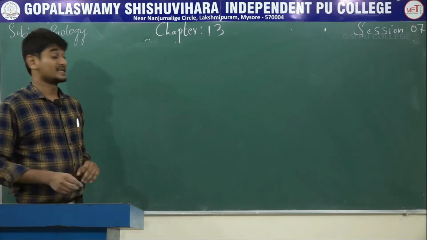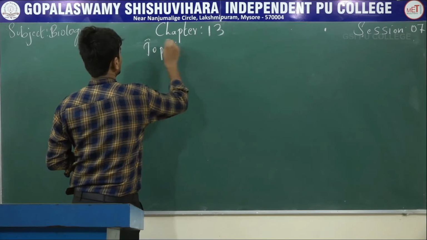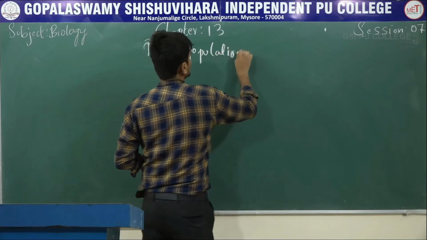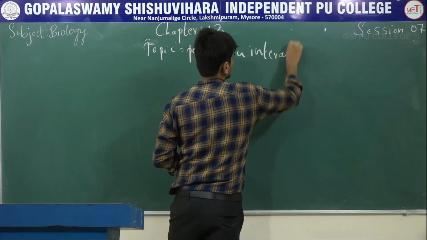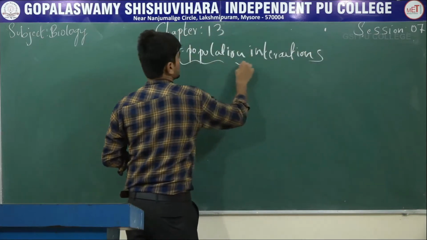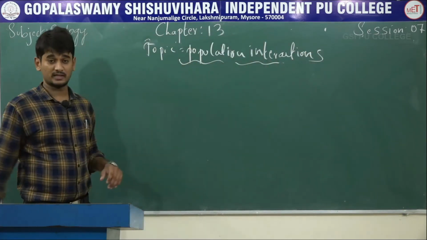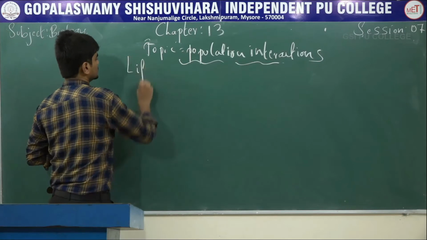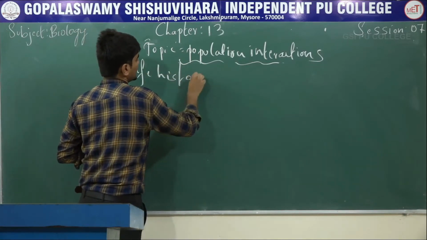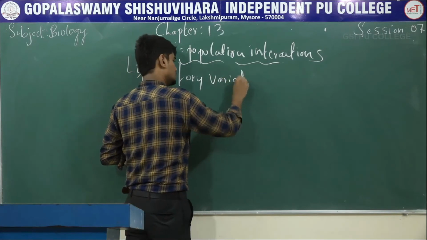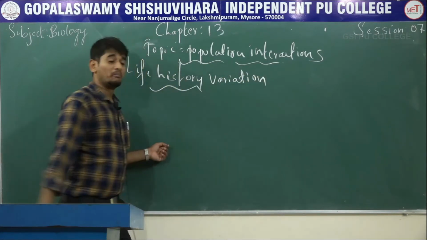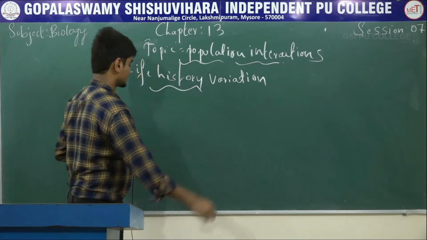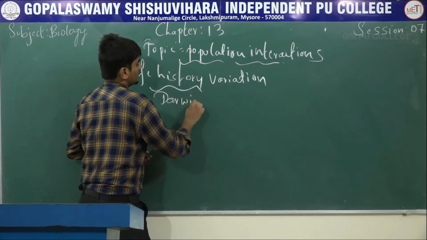The next topic is population interaction. Before studying population interaction, there is a small concept called life history variation. Here, populations evolve to maximize their reproductive fitness, which is also called Darwinian fitness.